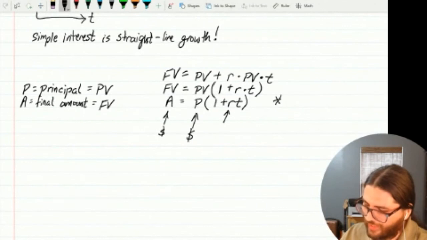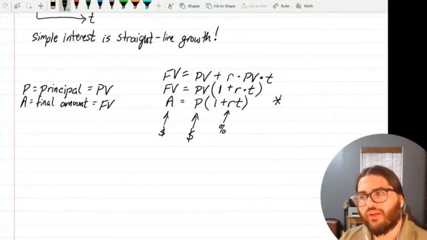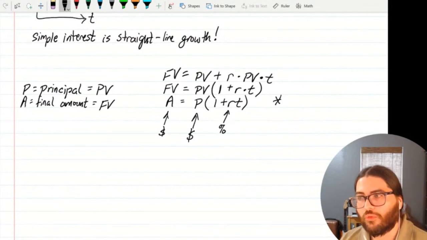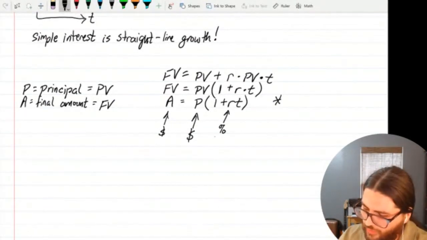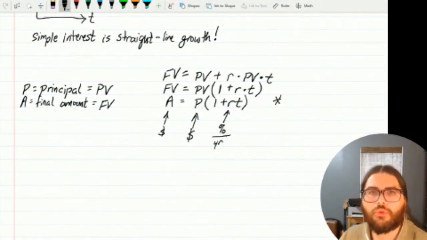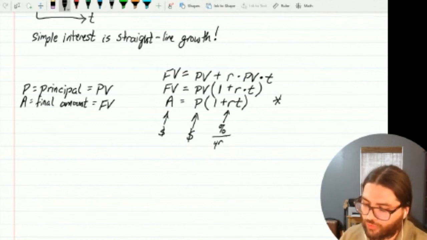Let's see, R is going to be measured as a percent, but a percent is not a unit, right? A percent is just a decimal, right? And usually it's a percent per some time unit: percent per year, percent per month, percent per quarter, right? Some kind of percent per something.